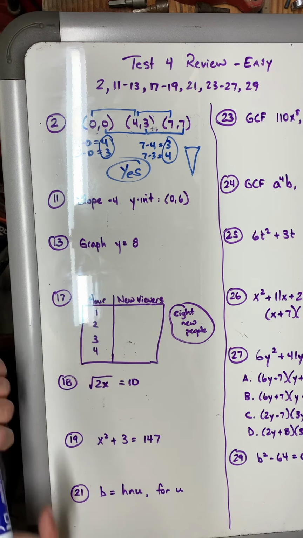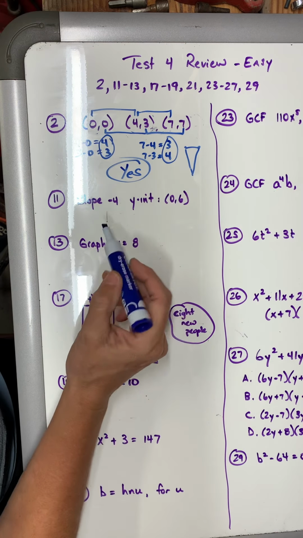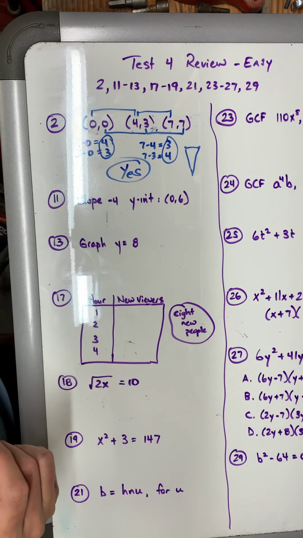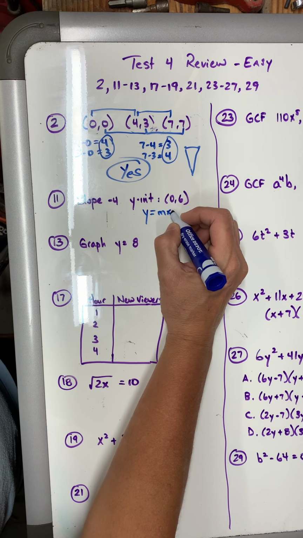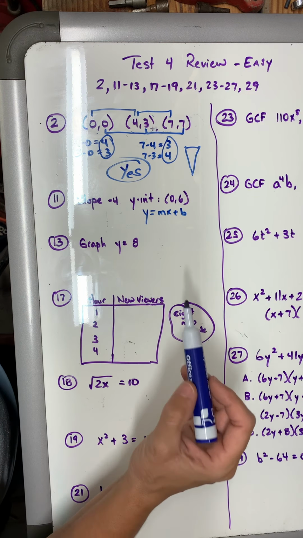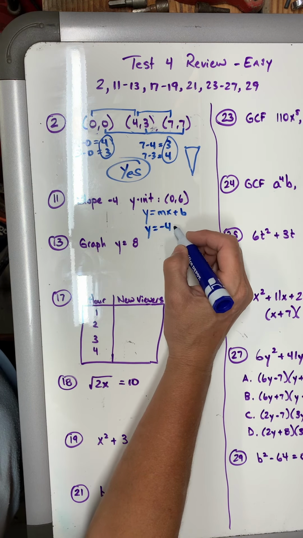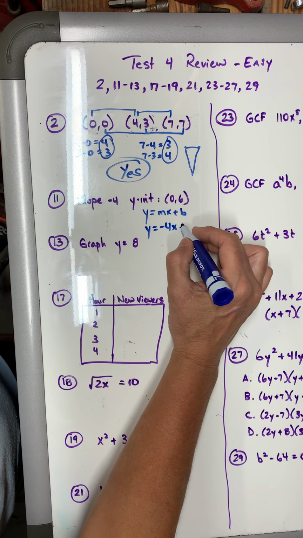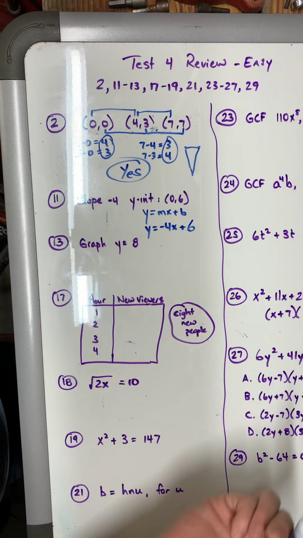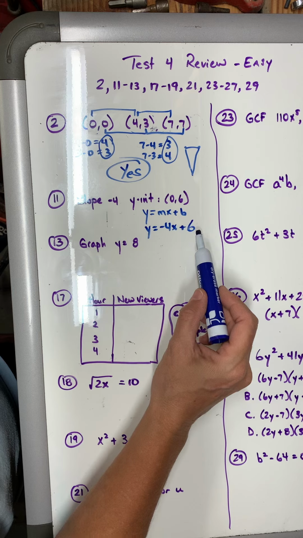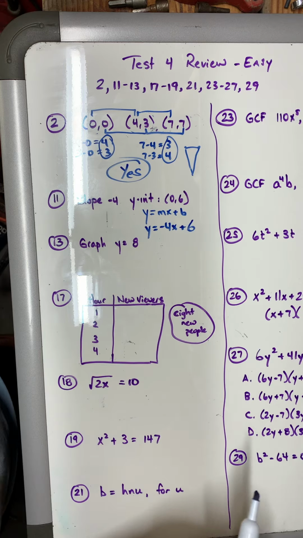Okay, the next one I want to do, number 11. So it wants me to write the equation of this line, and they give me the slope is -4 and the y-intercept is 0, 6. So if you remember that the equation of a line is y equals mx plus b, and you recognize that m is the slope, then that's going to be a -4. So y equals -4x, and b is your y-intercept, and we only use the y value of the y-intercept, so that's a 6. So then you're done. That's your answer. Y equals -4x plus 6, because -4 is the slope and 6 is the y-intercept.